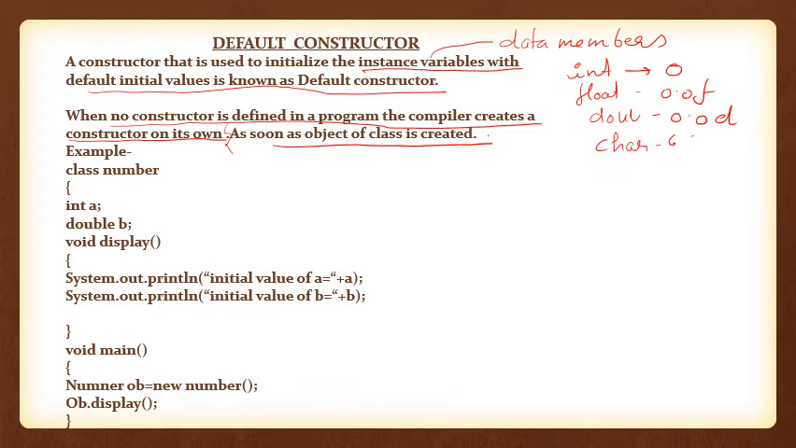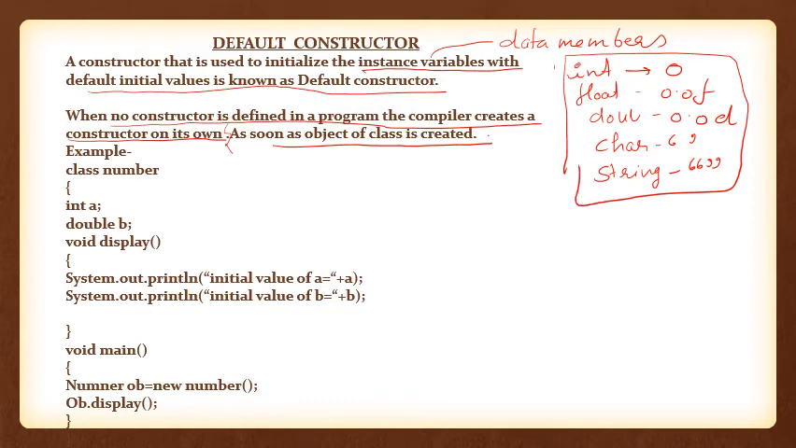The default value of char is what? Single quotes with one space. Default value of a string is what? Opening double quotes and closing double quotes without any space. So learn all the default values of the data types. These are the very important data types: integer, double, float, char and string.